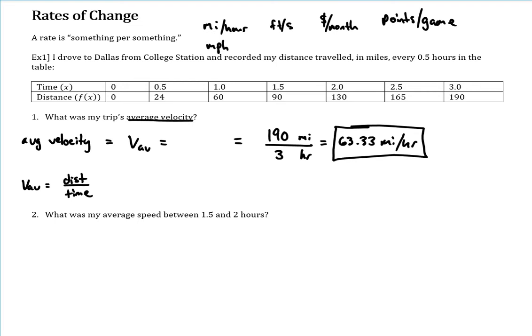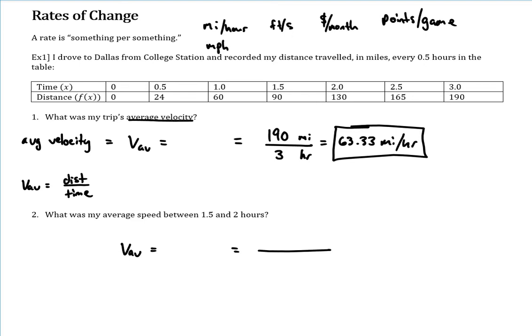All right, and we'll come back again. I left that space there for a reason. Well, let's look at number 2 before we fill in that space. So what was my average speed between 1.5 and 2 hours? All right, so our average speed, which we will just say is velocity in this case. So our average velocity, again, I'm going to leave a little blank here.